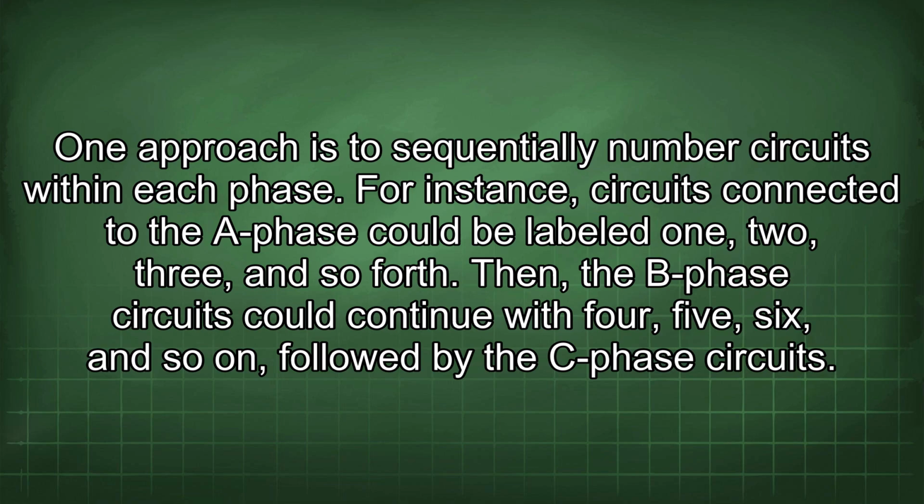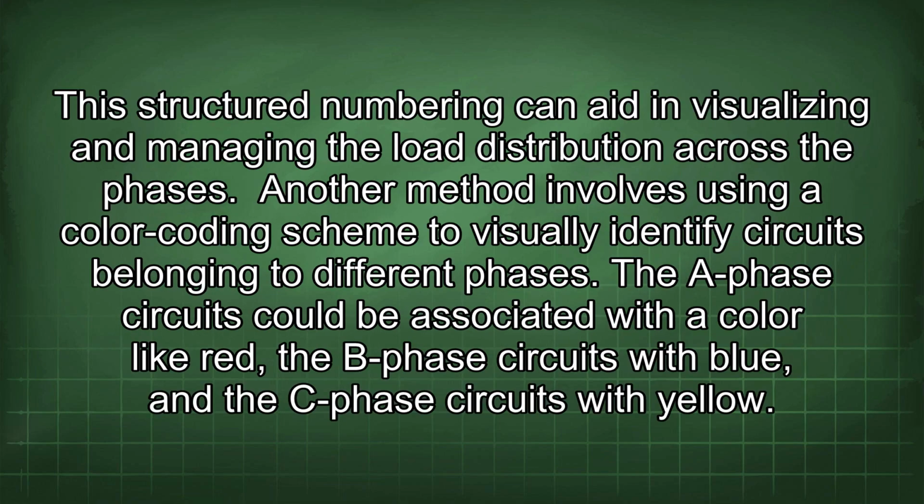For instance, circuits connected to the A phase could be labeled 1, 2, 3, and so forth. Then the B phase circuits could continue with 4, 5, 6, and so on, followed by the C phase circuits. This structured numbering can aid in visualizing and managing the load distribution across the phases.